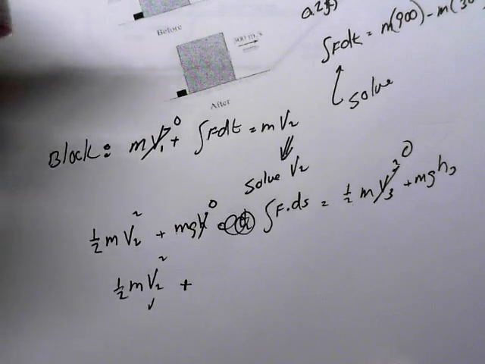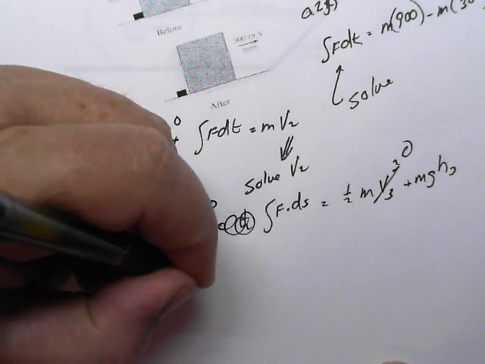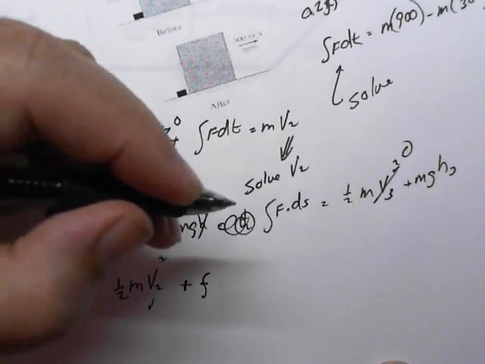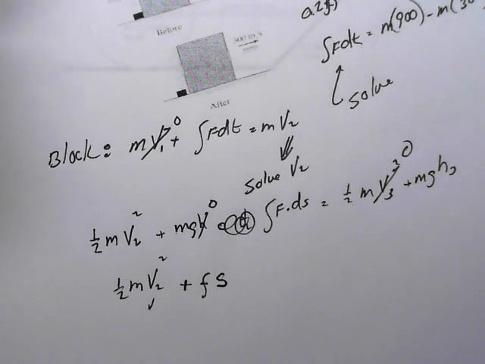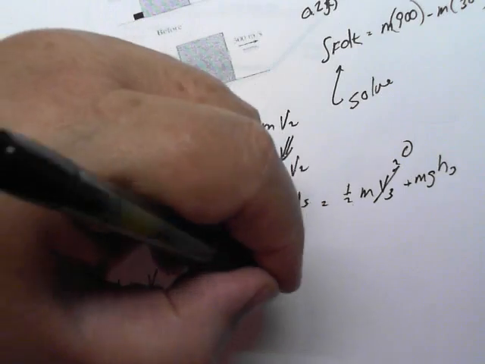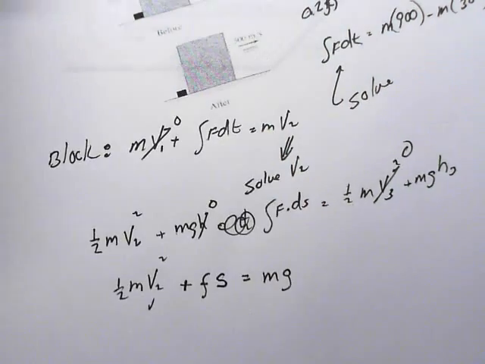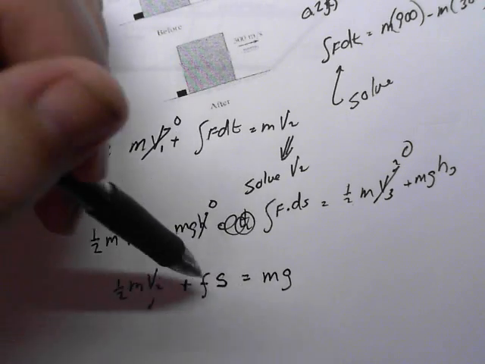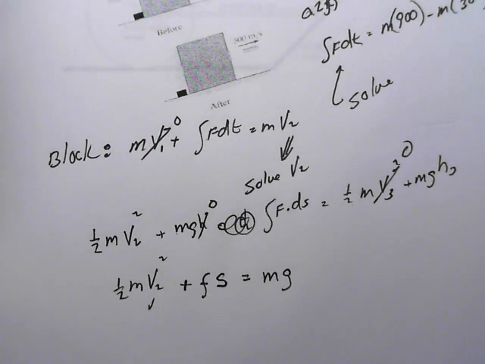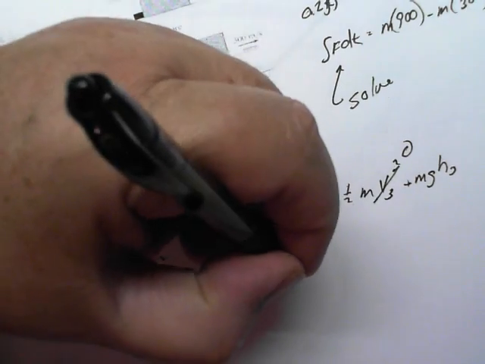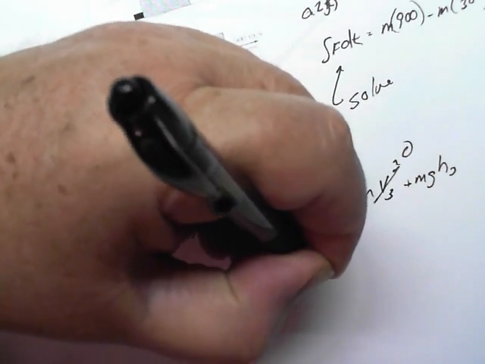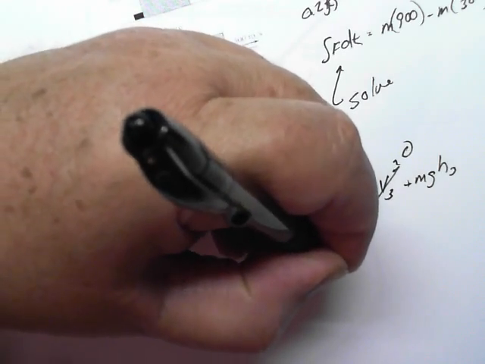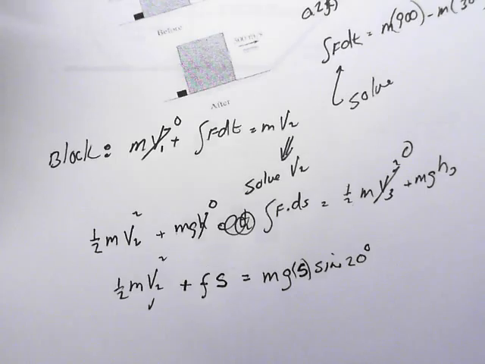plus our friction force times s, the distance that we're going to travel up the slope, is equal to mg. Now let's look at our height term, because the height is going to be related to this s. We have what kind of a slope? It's a 20-degree slope, so our height is going to be s times the sine of 20 degrees.